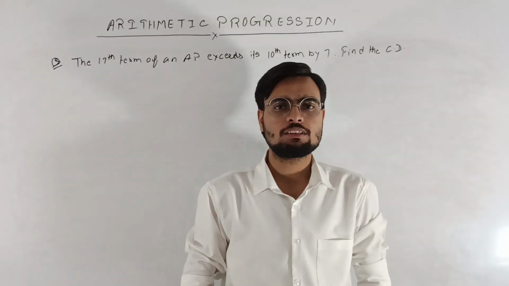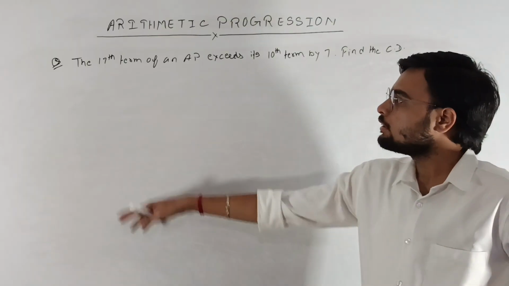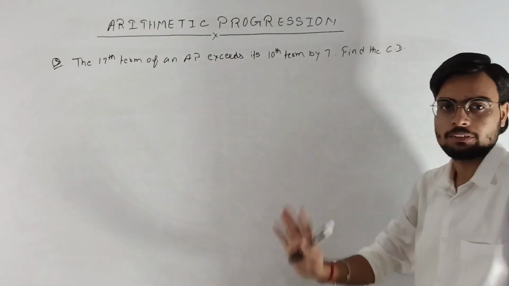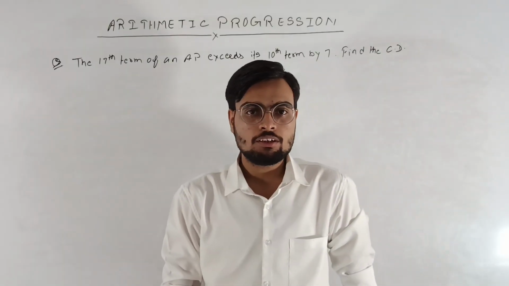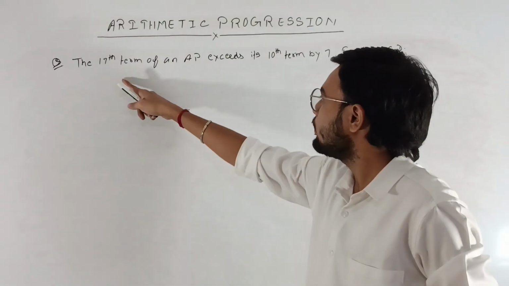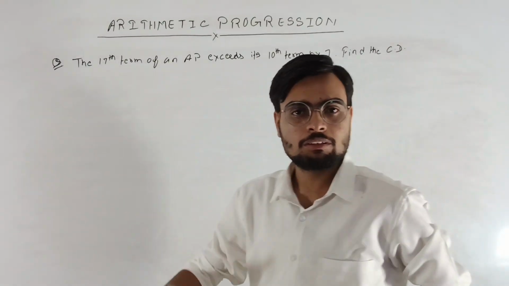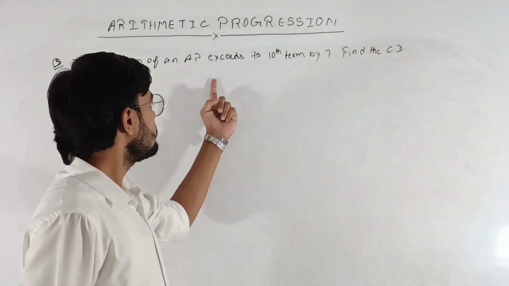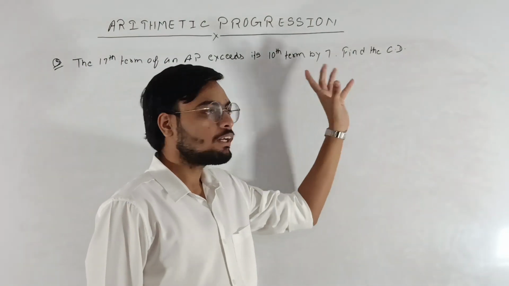Okay, now let's move towards our next question. Question is what? The 17th term of an AP exceeds its 10th term by 7. Then find the common difference. Look, we have an AP whose 17th term exceeds 10th term by 7, which means the 17th term of this AP is greater than 10th term by 7. Then we have to find the common difference.